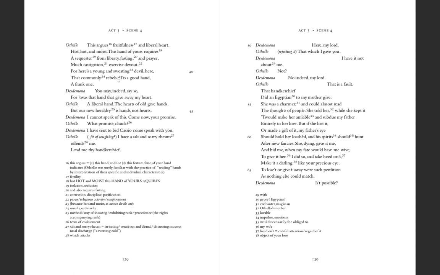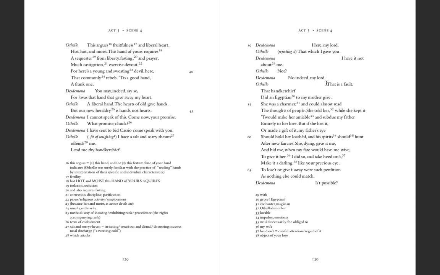And then Desdemona tries to kind of bring him round and says, yeah, you could say that because it was a hand that gave away my heart. So, this kind of rebellious nature that I have made me fall in love with you. And then Desdemona doesn't understand what's going on, doesn't understand why her husband is behaving in this way, but remembers her promise to Cassio and says, I have sent to bid Cassio come speak with you. At which point Othello kind of falls into a fit and says, what about that handkerchief?